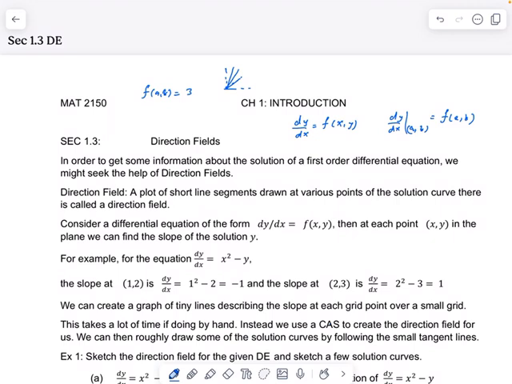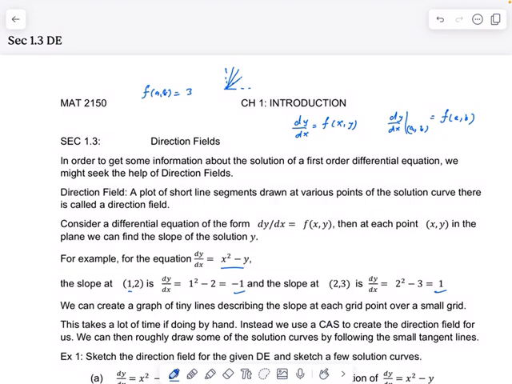So let us look at the example where dy by dx is equal to x squared minus y. Now if I want to find the value of dy by dx, which means the slope of the tangent at the point (1, 2), I just plug this point into the function and end up getting -1. So the slope of the tangent at the point (1, 2) to some curve is -1, and at (2, 3) the slope is 1.